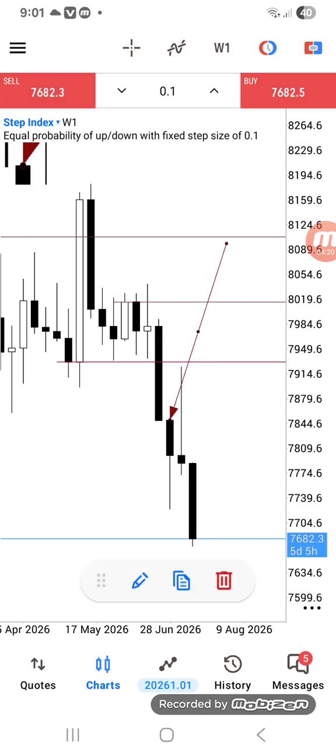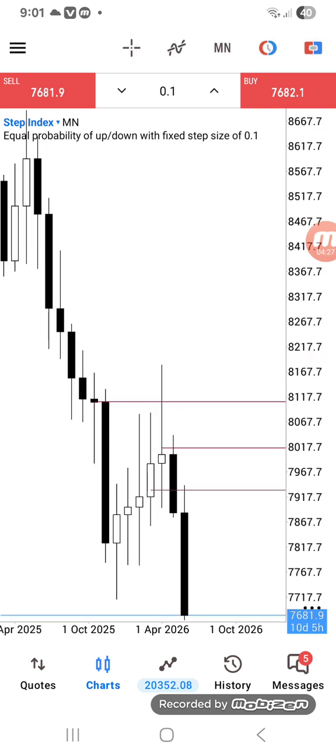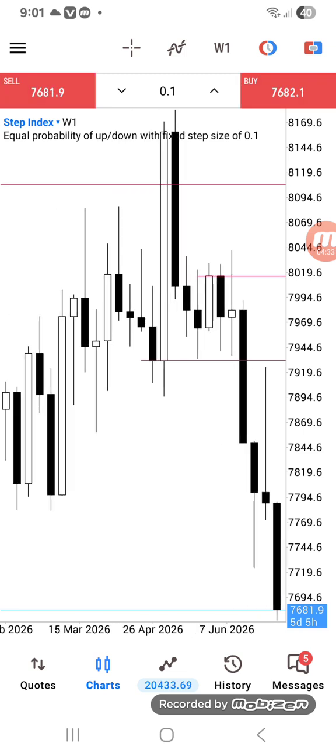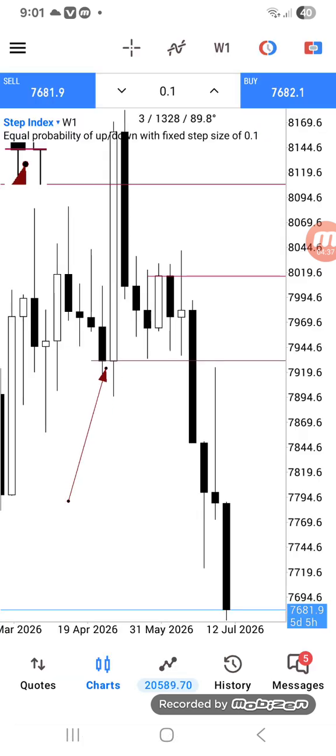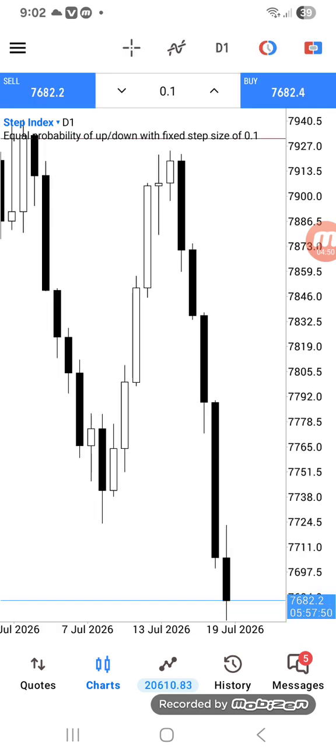We have now started a weekly storyline. From the monthly, we have gotten a confirmation of a breakout on the weekly time frame. This is the breakout we are talking about here. And then on the weekly, we have a weekly rejecting a resistance. Now let's move to the daily time frame.